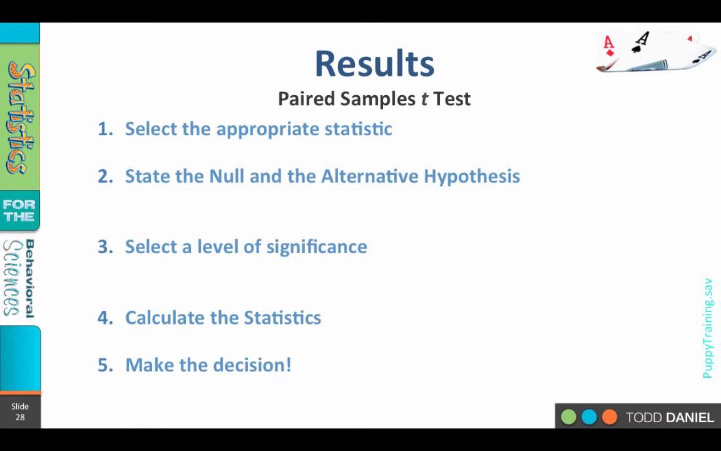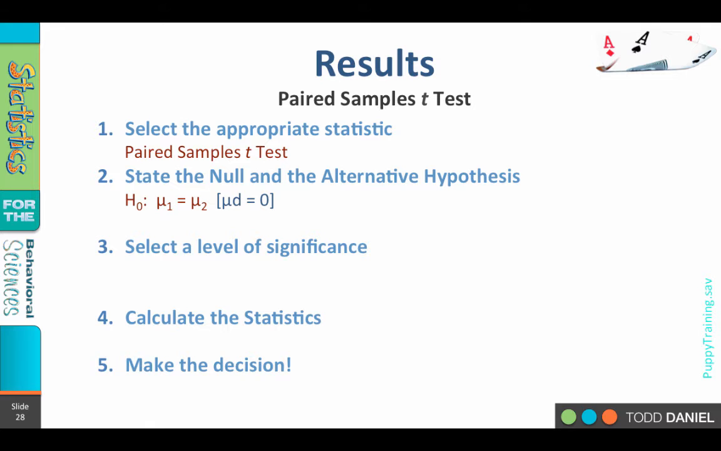First of all, the appropriate statistic is the paired sample t-test, because we have 2 groups that have been deliberately matched. The null and alternative hypothesis. Well, like the independent samples t-test, our null is going to be that the mean of the population from which the first sample was drawn is the same as the mean of the population from which the second sample was drawn, or mu1 equals mu2. However, there is another way of writing the null hypothesis when using a paired sample t-test, and that is mu sub d equals 0, or the mean difference equals 0.